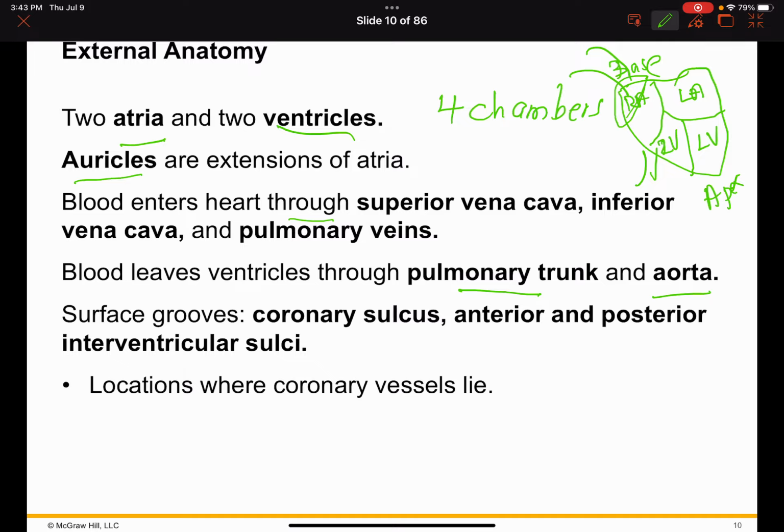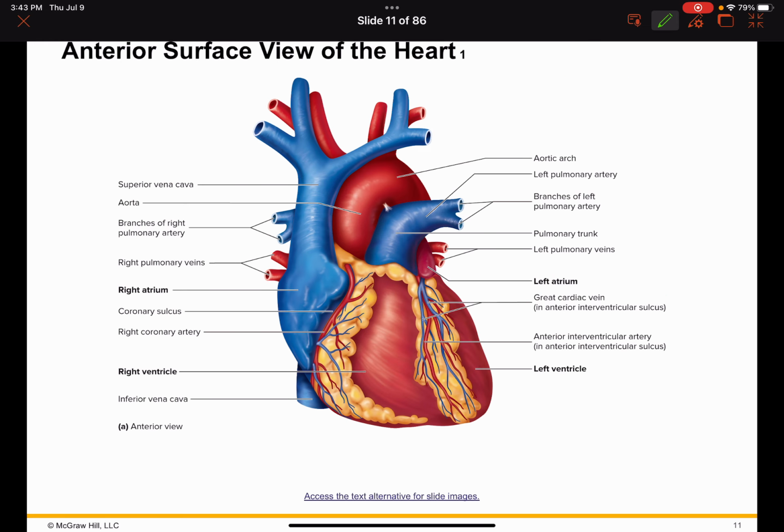Then we have grooves over here: the coronary sulcus, and the anterior and posterior interventricular sulci. Sulci are what? Depressions. We studied those earlier, where the coronary vessels stay in these regions. Here, this one. This is the right atrium.